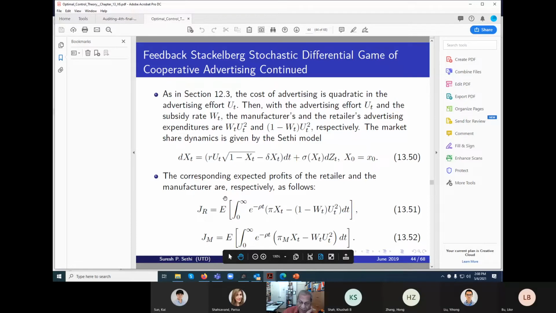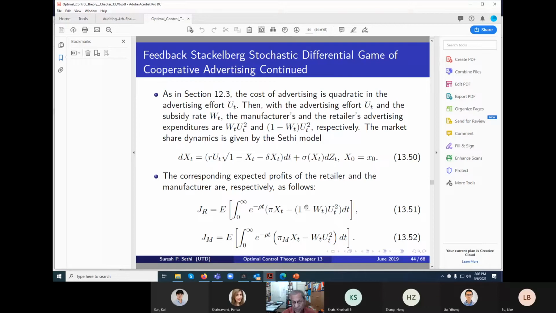Then the retailer will react to that subsidy rate and announce advertising expenditure. And the manufacturer will know the response function and obtain the optimal subsidy rate. And once she obtains the optimal subsidy rate, the retailer will know exactly how much to advertise. Okay, once again, in a single period newsvendor, here's how the game proceeds.